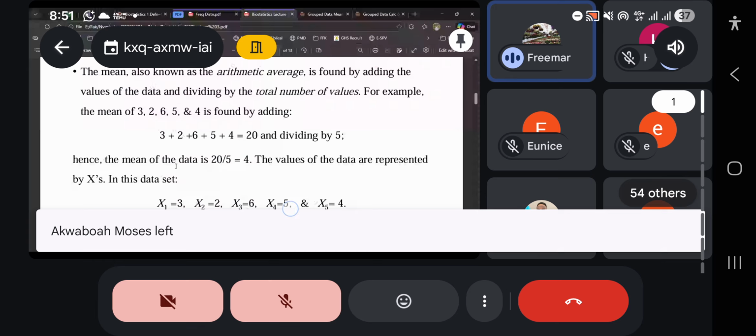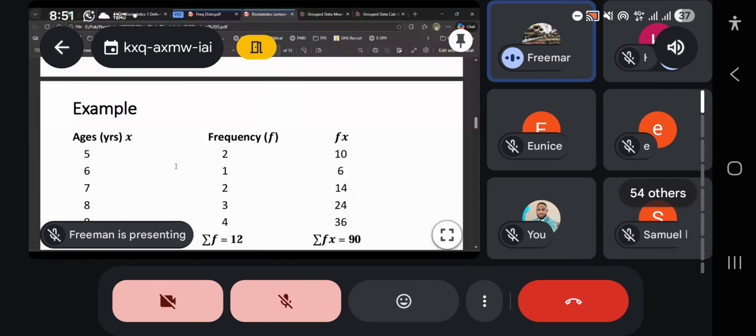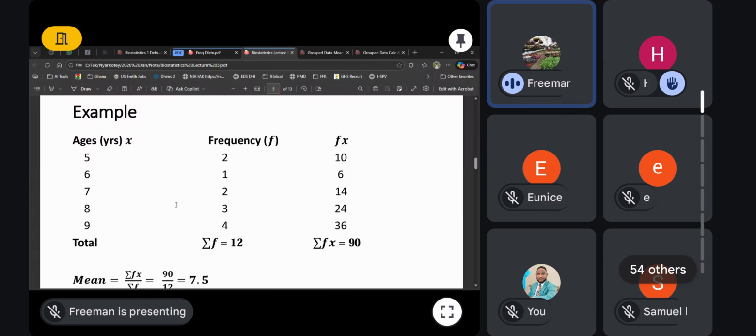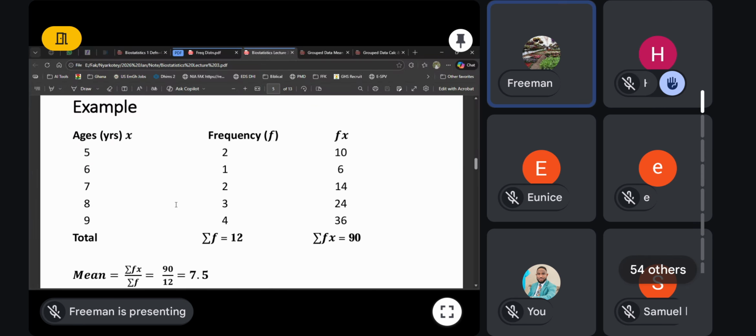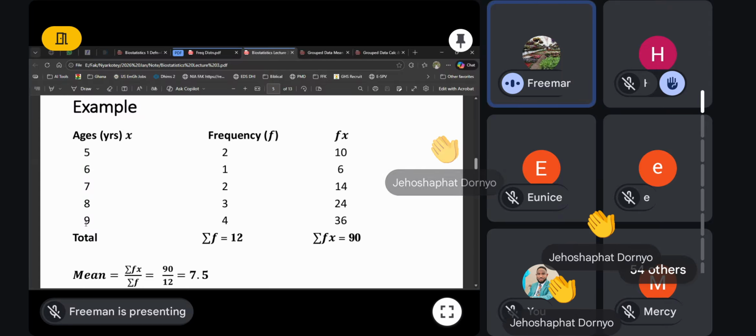Yes, please. Still using these simple numbers to explain it, so that when you get bigger numbers, the calculation will not be difficult for you. You cannot just add 5 to 6 to 7 to 8 to 9 and divide by 5 and tell me that you have calculated a mean. No. The frequency you are seeing here is telling you that in that data, 5 occurs twice, 6 occurs once, 7 occurs twice, 8 occurs 3 times, 9 occurs 4 times.